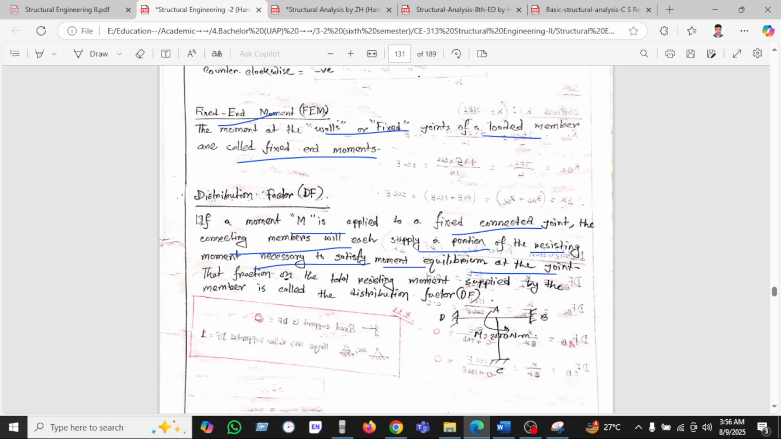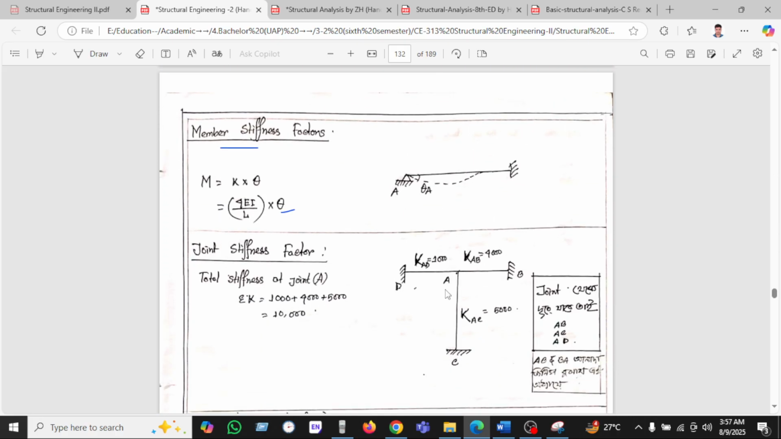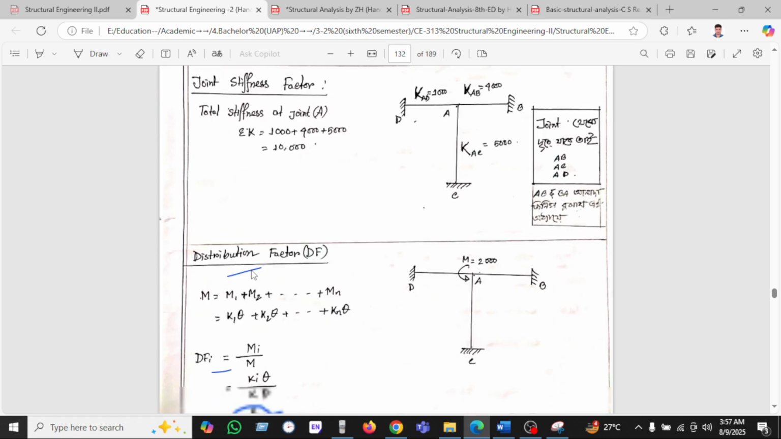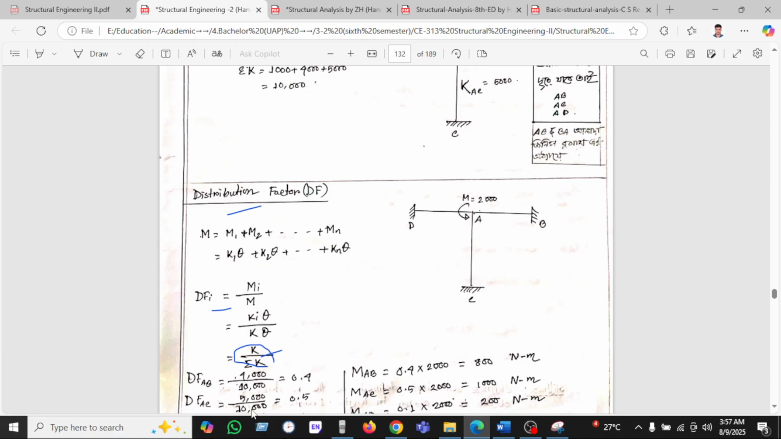What is the distribution factor? When a moment M is applied to a joint, the connecting members each supply a resisting moment necessary to satisfy moment equilibrium at the joint, and the fraction of the total resisting moment supplied by a member is called the distribution factor. We can see here the stiffness factor: M equals K times theta. So if we divide M by K, we find this. So the distribution factor is K divided by the sum of K.